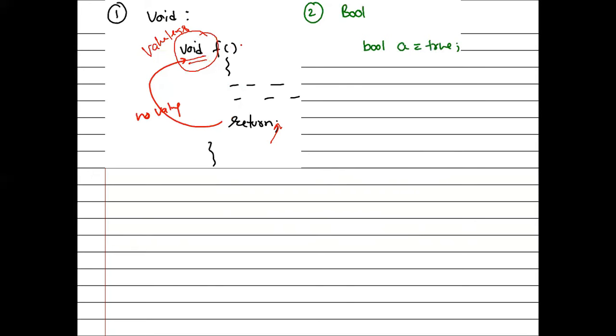The next one is the boolean. Boolean, we are all aware. For Boolean, we use bool in C++. Always remember that.